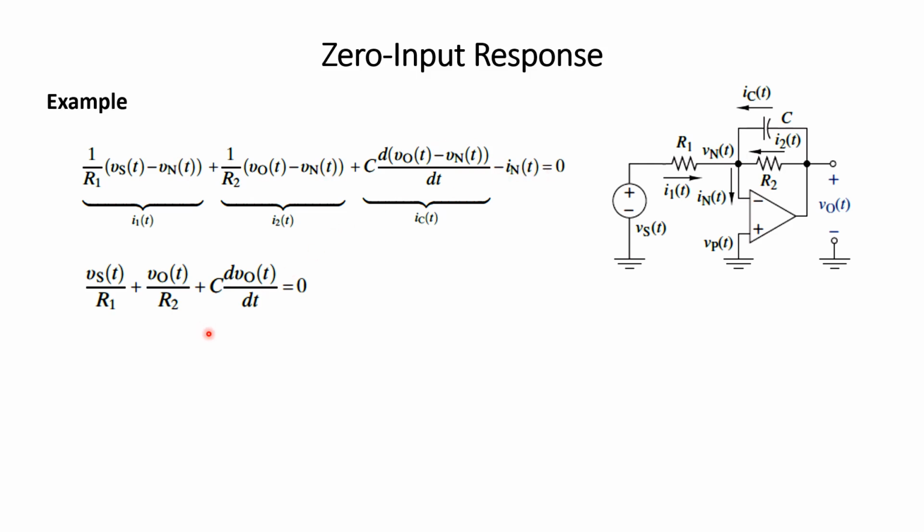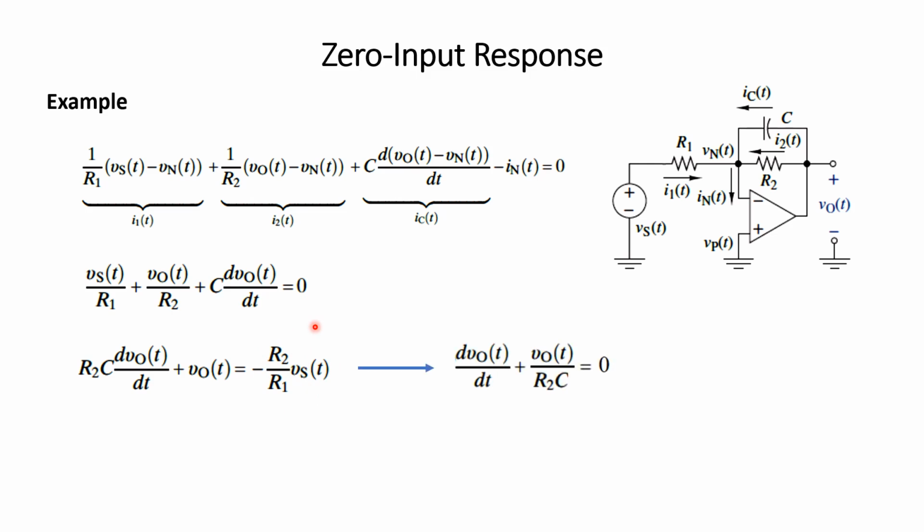So we consider Vn as 0, and this is the resulting equation. From here we can rearrange these terms in the form of a first order differential equation. This is VO and the derivative of VO, and all non-VO terms are shown at the right hand side; the non-VO term is Vs. This is the external excitation to the circuit, or we also call it the forcing function. If we solve this differential equation for its natural response, we equate the right hand side to 0.